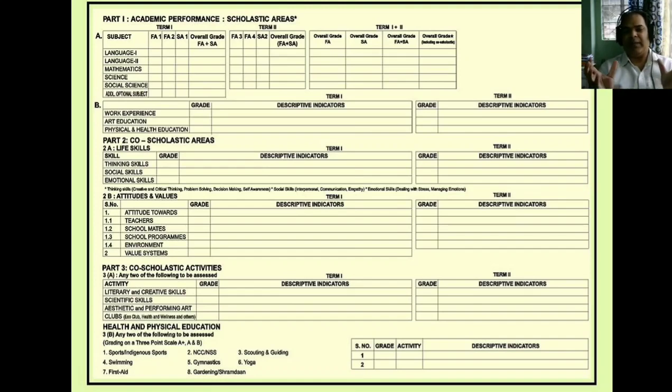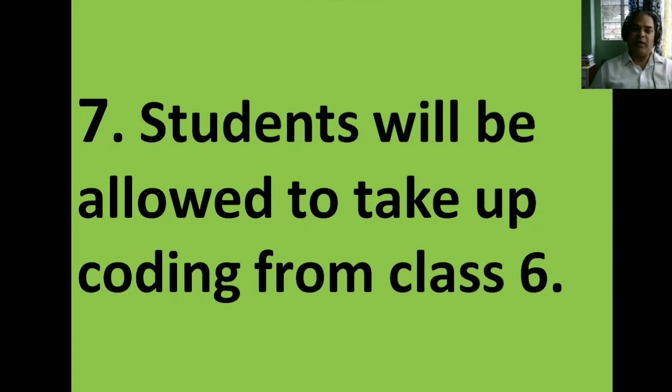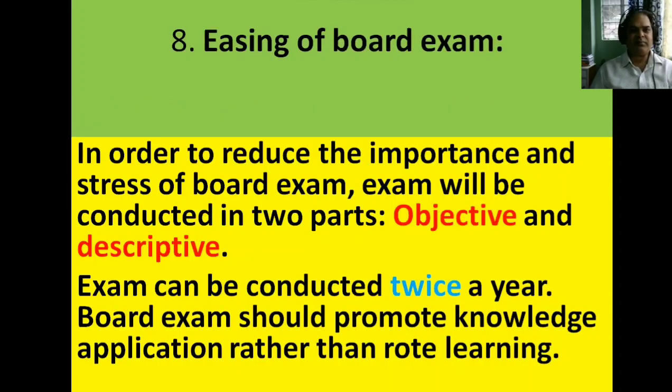So this will completely give them the overall idea of what the student thinks, or what the student mentality is all about. Students will be allowed to take up coding from class 6. This is good news for every student. Now during this lockdown, everywhere on Facebook, WhatsApp, you see advertisements for coding classes. So now from class 6 onward, every school will start coding for the students, which will provide a good prospect for the students in the future.